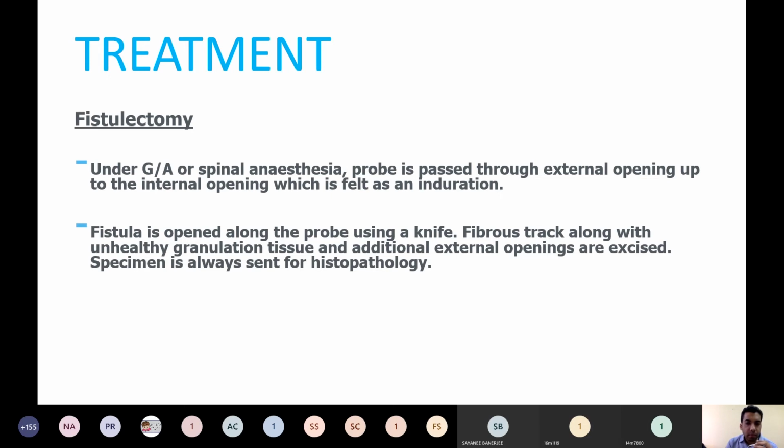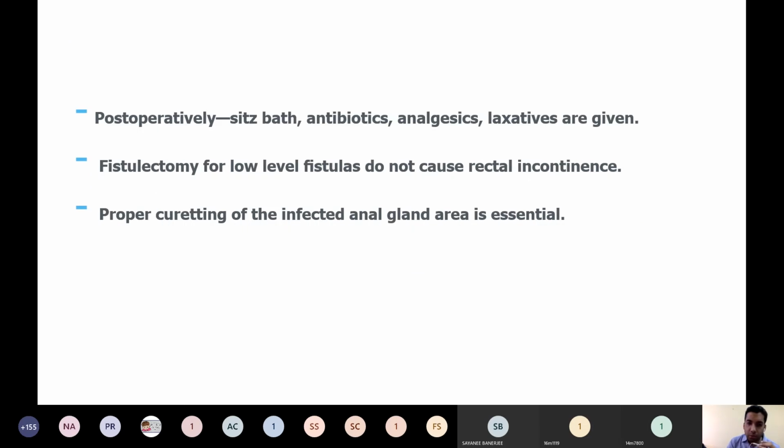Okay. So post-operatively, patient should do sitz bathing, antibiotics and analgesics should be given. Fistulectomy for low-level fistula does not cause any rectal incontinence. Proper curetting of the infected inner gland is very much essential. Otherwise, there will be recurrence.